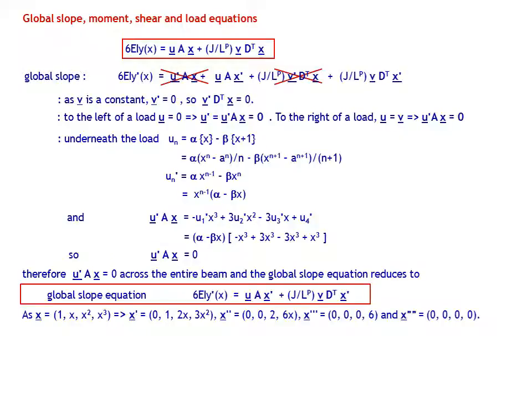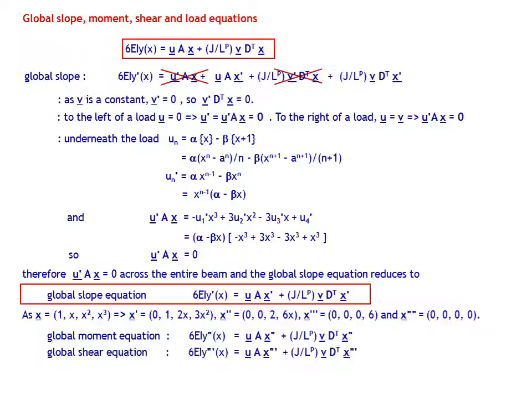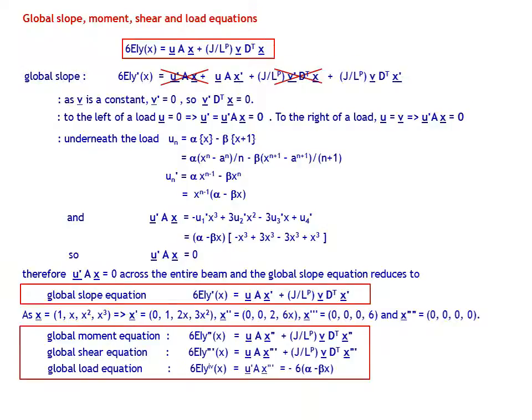We can differentiate this global slope equation to get the global moment equation, and so on, where we'll need x double dash, x triple dash, shown here, and x quadruple dash, which is identically 0. The results of the differentiations are shown here, with the global moment equation, the global shear equation, and the global load equation. We can see from this last equation that for a uniform load, where beta equals 0 and alpha equals w, the load per unit length, that EI quadruple dash x is equal to minus w, which is the standard result.